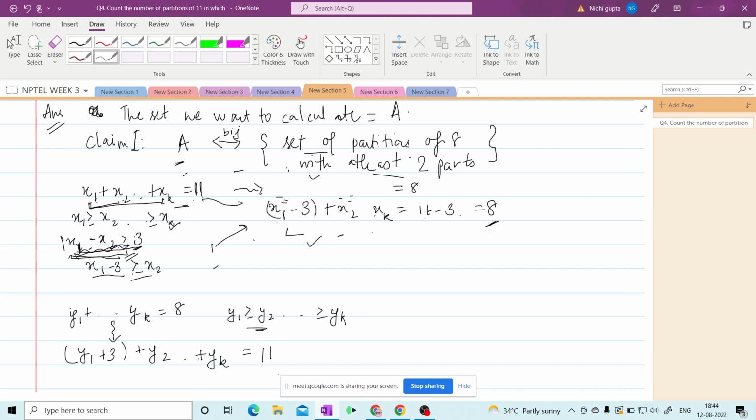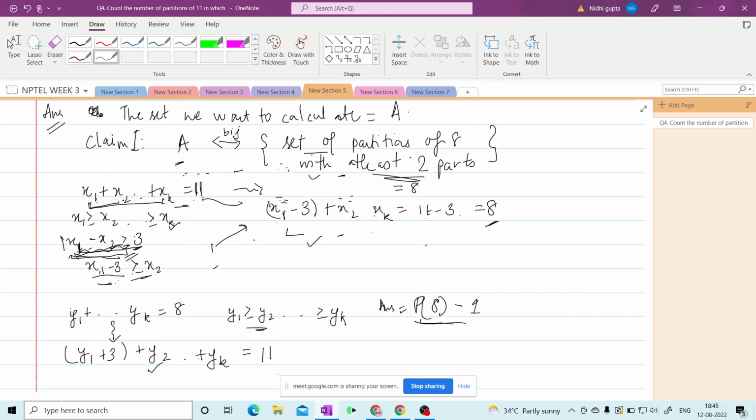But why do we need at least two parts? Because in the partition of 11 we need at least two parts for this condition to be true, so in the partition of 8 we also need two parts. So we see that these two sets are in bijection. Now you just have to calculate the set of partitions of 8 with at least two parts. The answer is P8, and you have to subtract the partition with one part, of which there is just one. So the answer will be P8 minus 1.